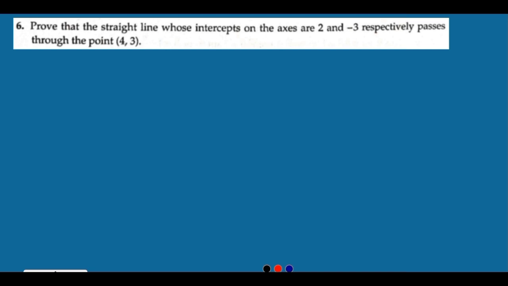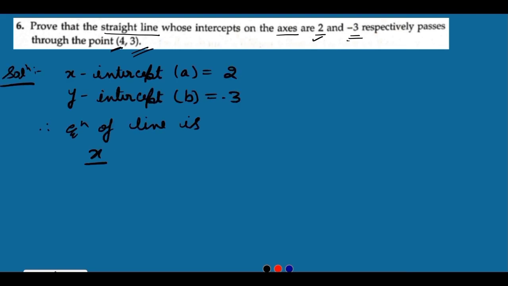Question number 6. Prove that the straight line whose intercept on the axis are 2 and minus 3 respectively passes through the point 4, 3. First of all, we are finding the equation of a straight line whose intercept are 2 and minus 3, and then we will check this point lies on that line or not. X-intercept is 2, y-intercept is minus 3.